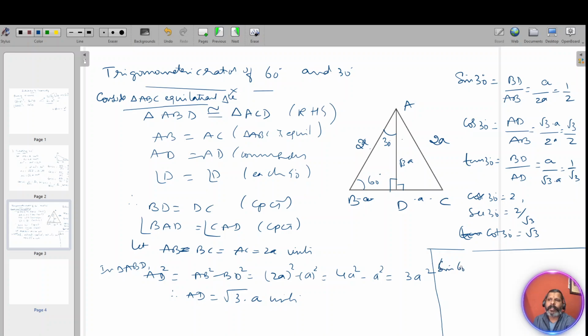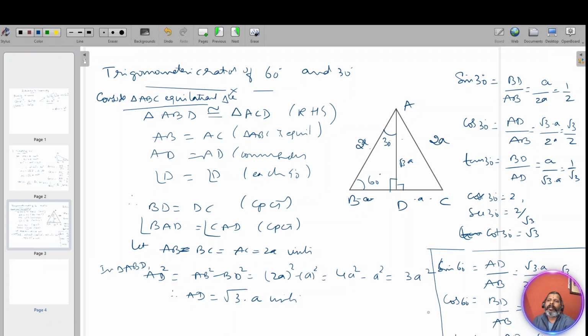From the same triangle we find the 60 degree ratios. See, sin 60. Sin 60, opposite is AD by hypotenuse AB. AD is root 3 into a, by AB is 2a, that is root 3 by 2. Cos 60 is adjacent by hypotenuse. What is adjacent? BD. Hypotenuse is AB. BD is a and AB is 2a, so 1 by 2. Tan 60 is opposite by adjacent, that is AD by BD. AD is how much? Root 3 a. BD is a. That becomes root 3. Root 3 a by a, root 3. Okay.